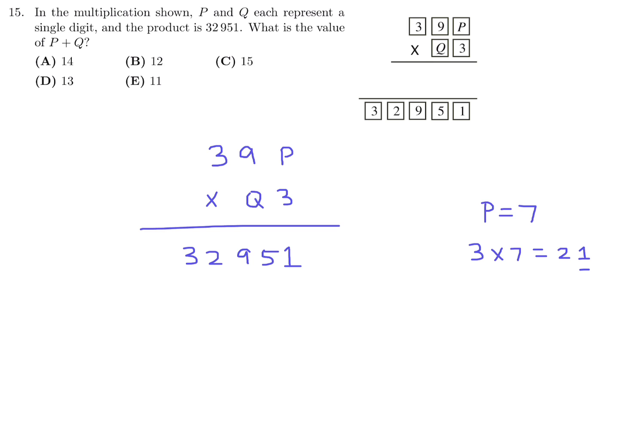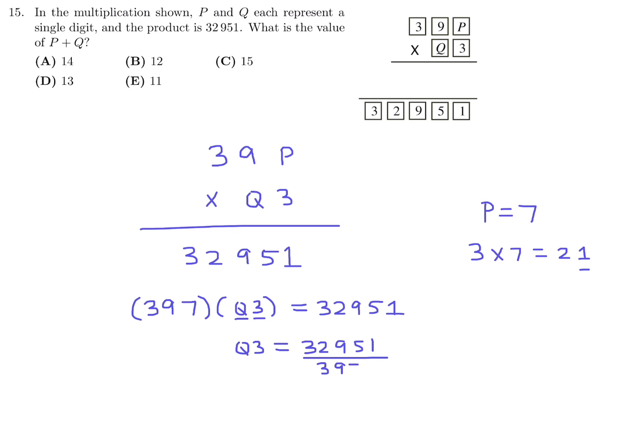Now to figure out Q, the simplest way is just to do it like this. 397 is that top number, multiplied by some number Q3, well, these are digits, is equal to 32951. All right, get out your calculator, do the division here, 32951 divided by 397, and when you do that, you get 83. So Q3 is 83. That means Q is equal to 8.